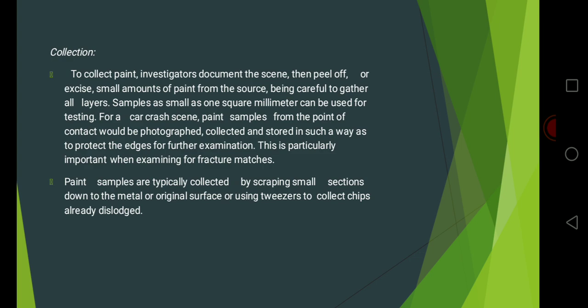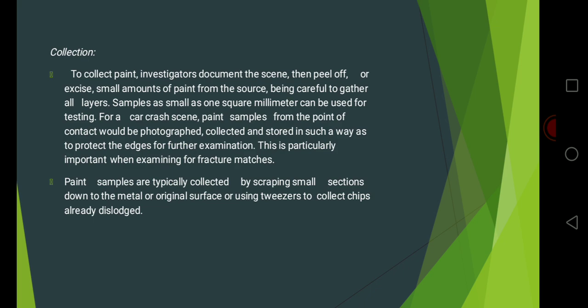And next is the collection, by which we collect data and analyze it by using different techniques. To collect paint, investigators document the scene, then peel off or scrape a small amount of the paint from the source, being careful to gather all layers. Samples are small, as 1 square millimeter can be used for the testing.